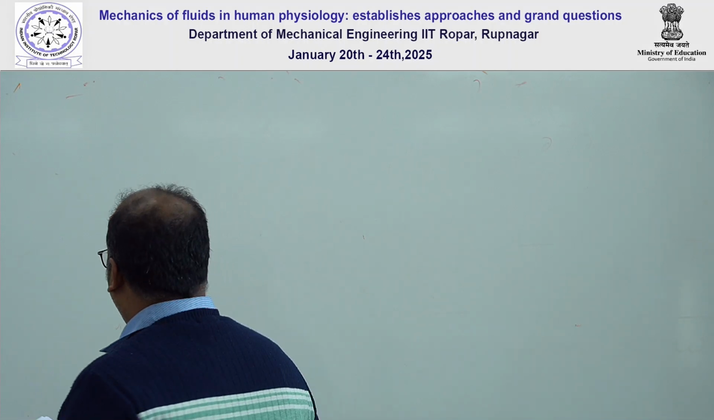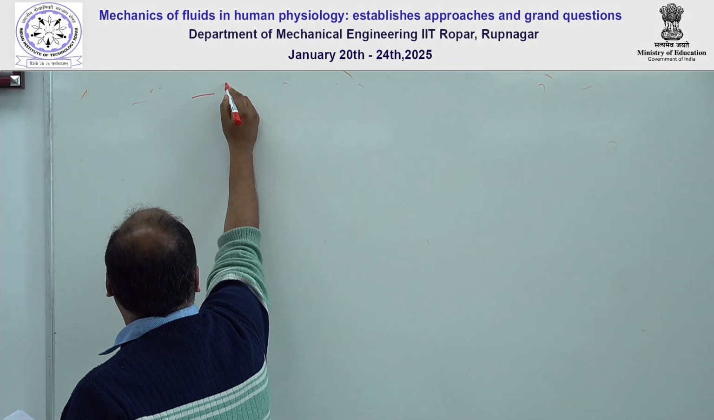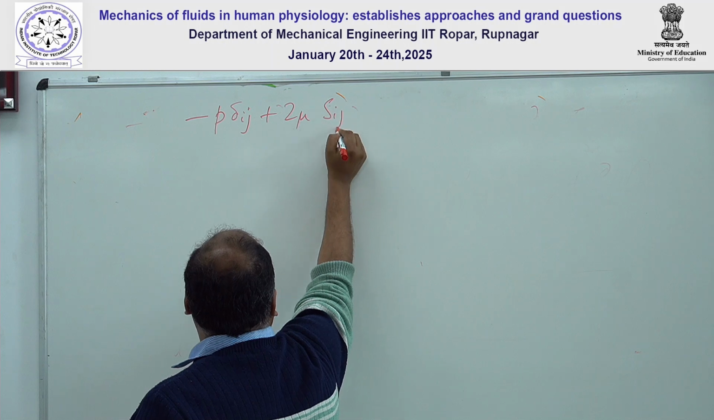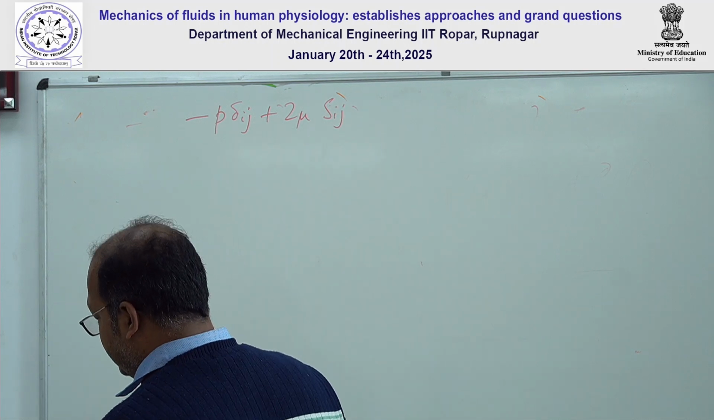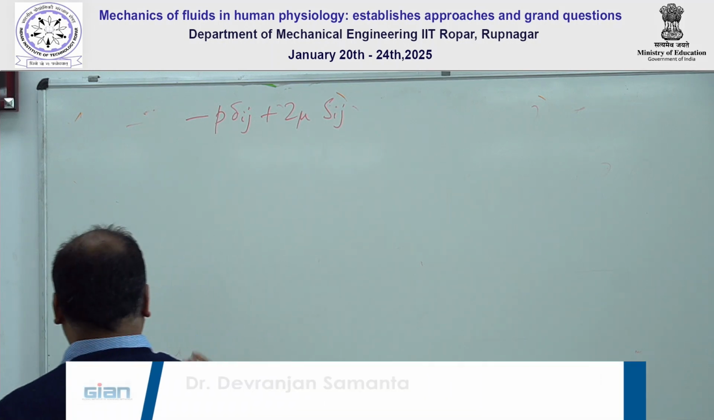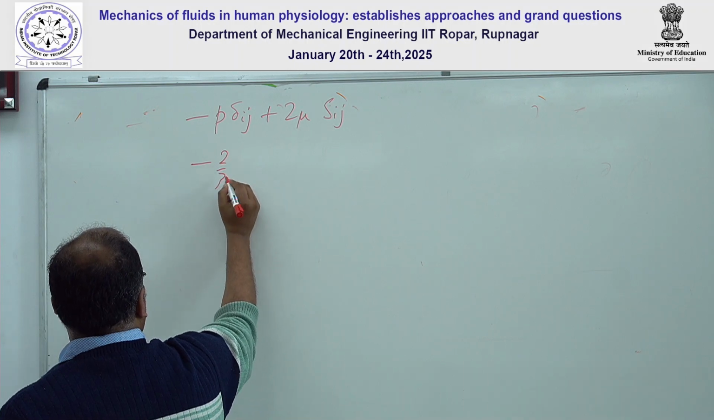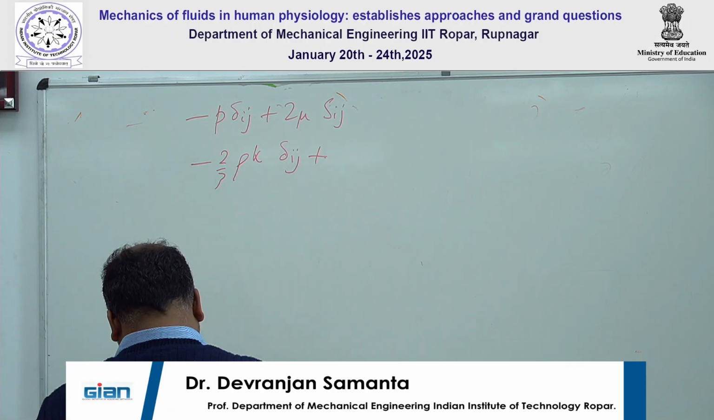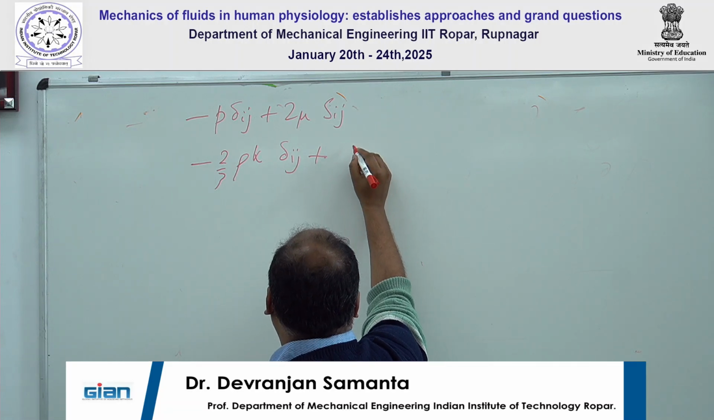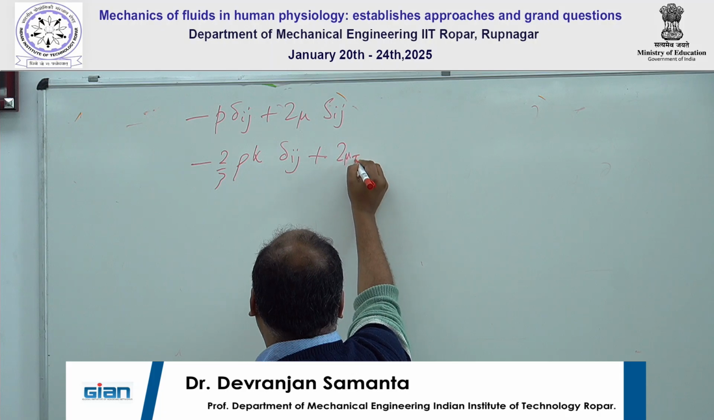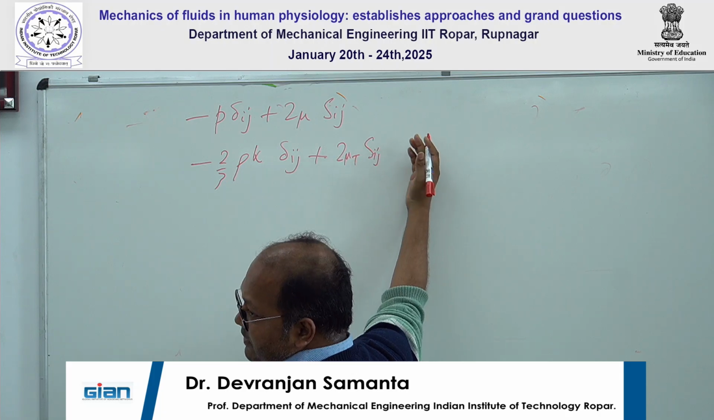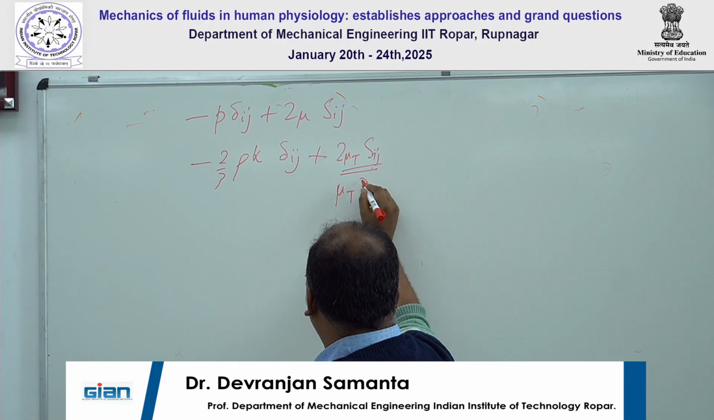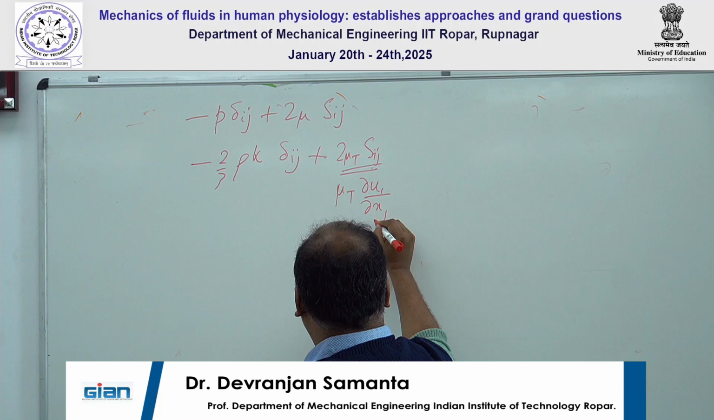So just like earlier, when we wrote down the general one, minus p delta ij plus 2 mu Sij, the Reynolds stress components also you can write in this way: minus 2 by 3 rho k delta ij plus we can write 2 mu t Sij, eventually it will drop out. Instead of that, here we are just simply writing mu t del ui del xj bar.